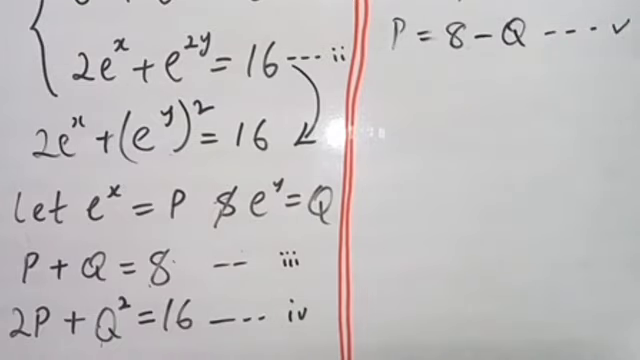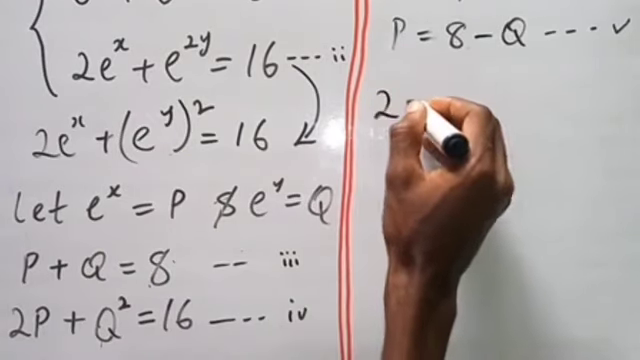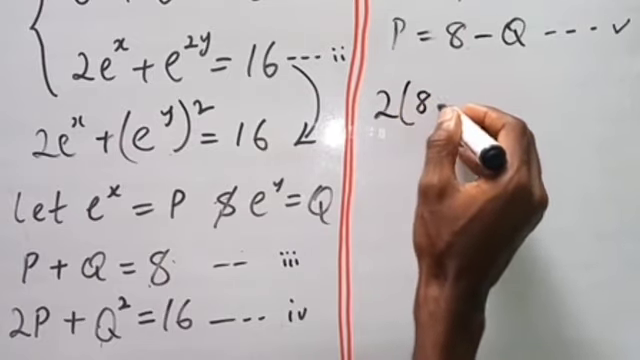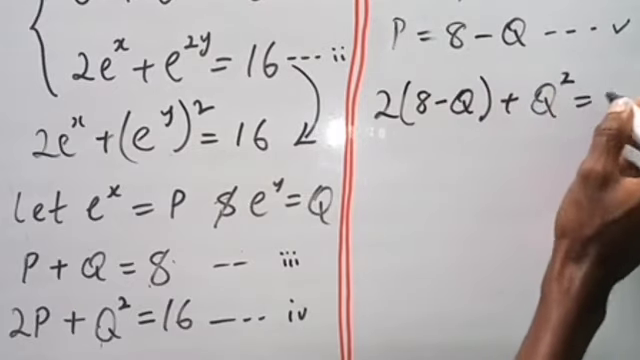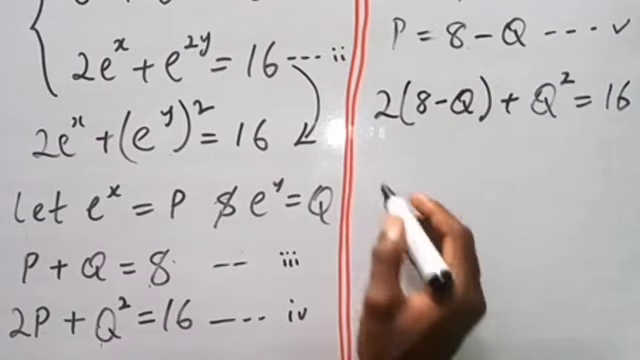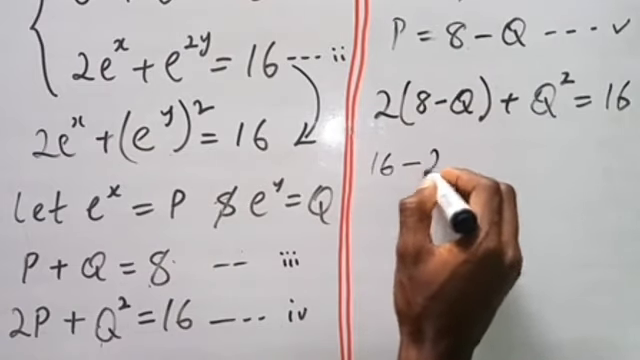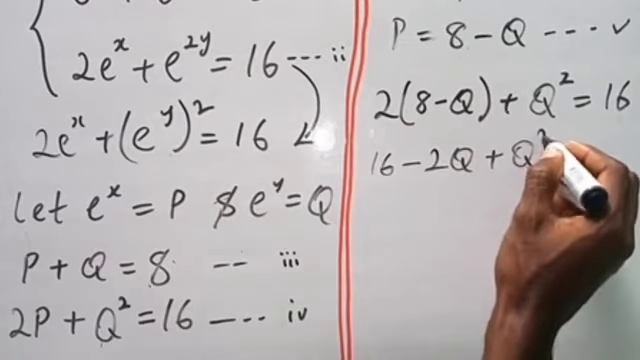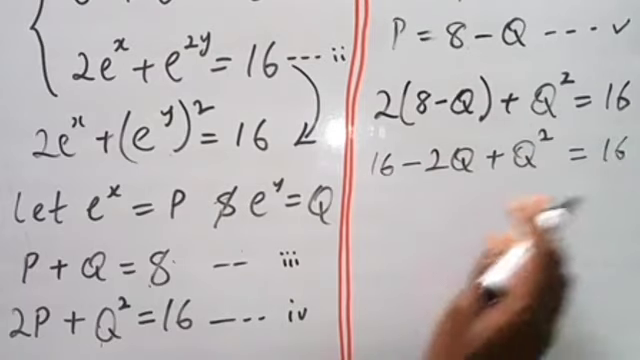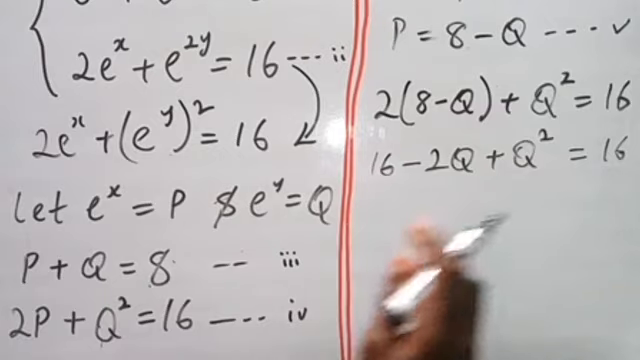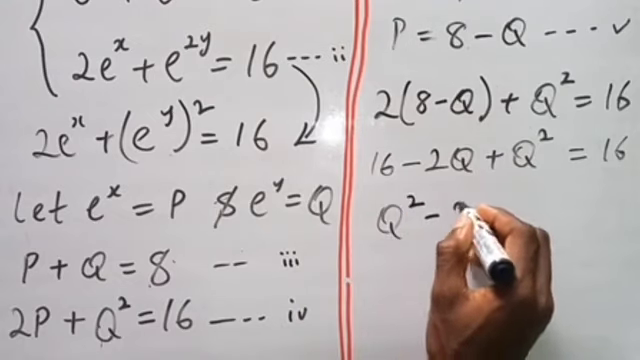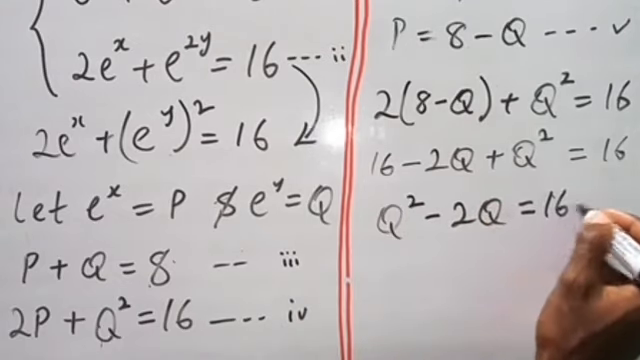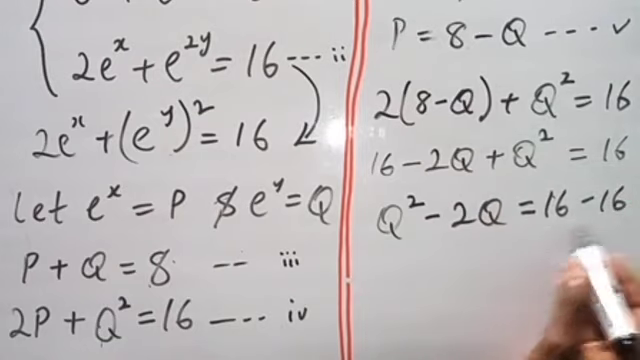So the next thing is, let's substitute this p into equation 4. So we have 2 into 8 minus q, plus q raised to power 2 equals 16. Now let's open this bracket. We have 16 minus 2q plus q raised to power 2 equals 16. Now let's collect this number to the right hand side. So this will now become q raised to power 2 minus 2q equals 16 minus 16, so this will become 0.